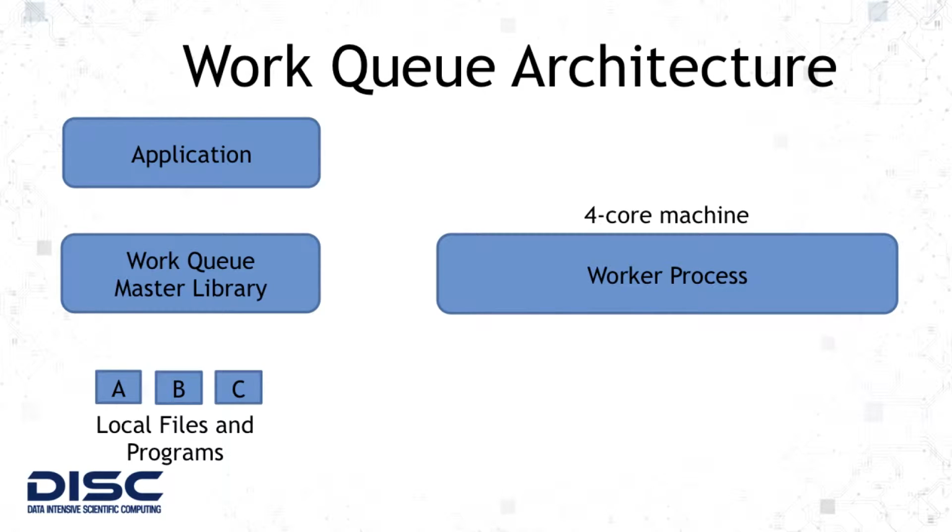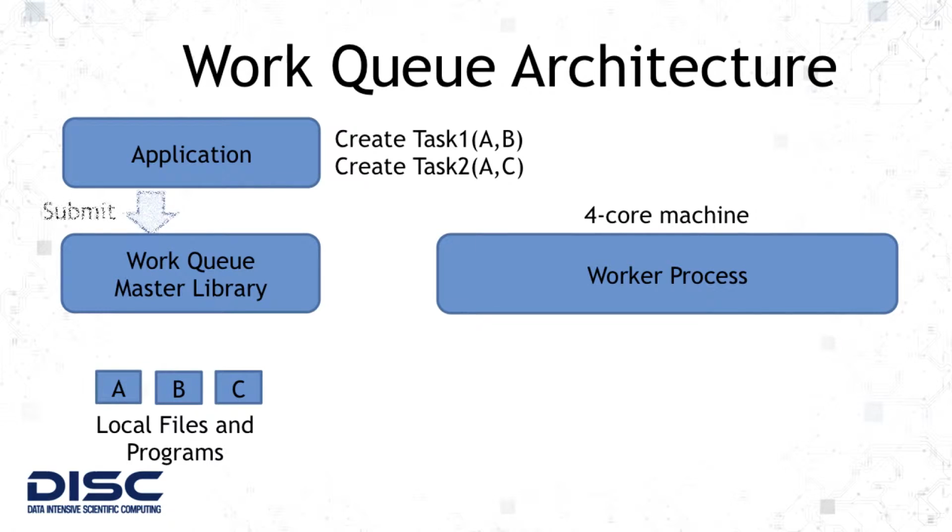Let's review the architecture of a WorkQ program. The part that you write in the upper left-hand corner is simply called the application. And the job of the application is to define and create tasks which can then be submitted to the WorkQ master library. The WorkQ master library will hold on to those tasks until it has a worker on which they can execute. And then it will read the necessary files and programs off the local disk and send them to a worker to be executed.